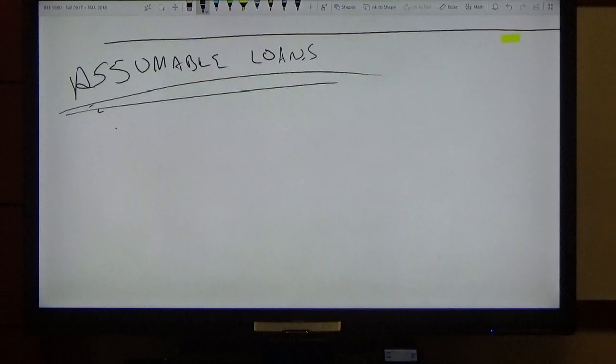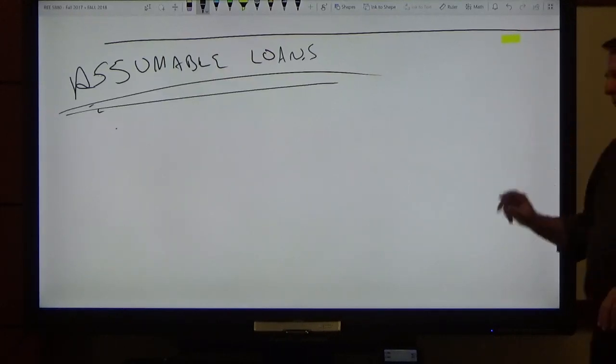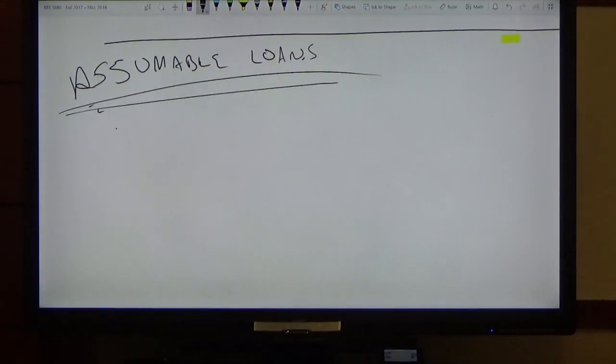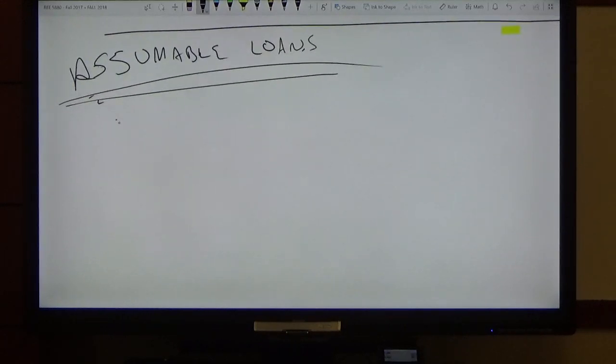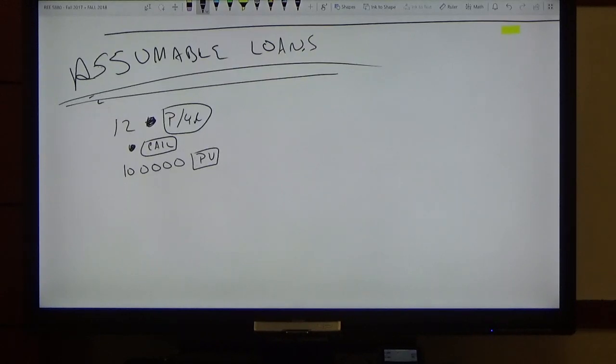Okay. So let's get back to the assumable thing here. Let's just work through a couple of little examples on this. All right. So 12 payments per year. And we had a $100,000 loan, and 30 years as the term. And the interest rate was, let's say, 2%. And we get our mortgage payment.